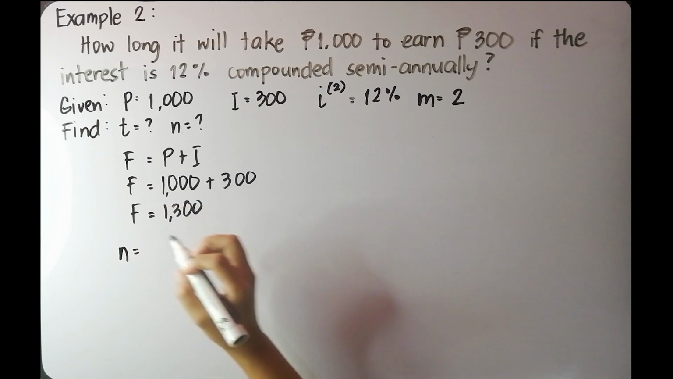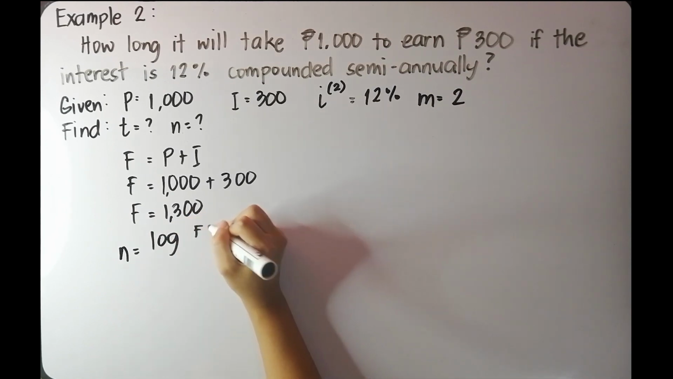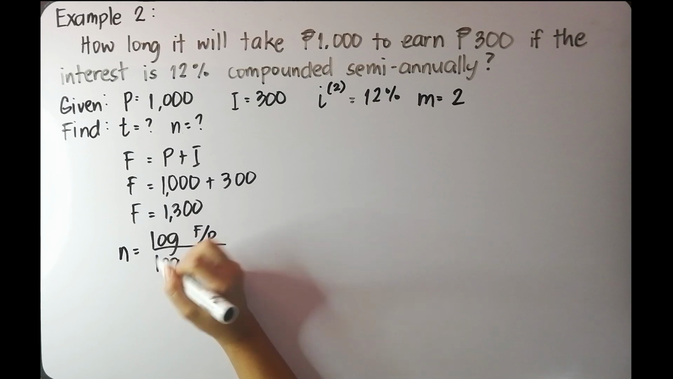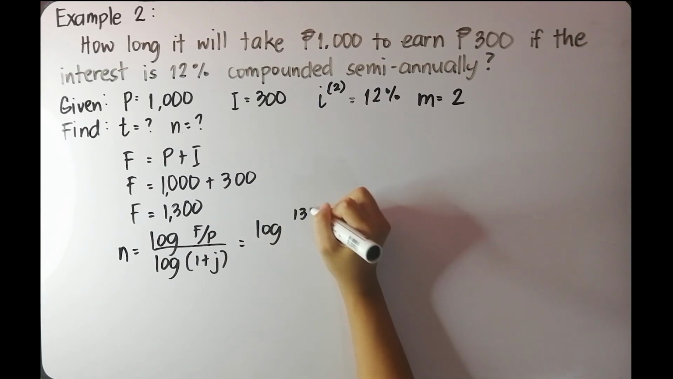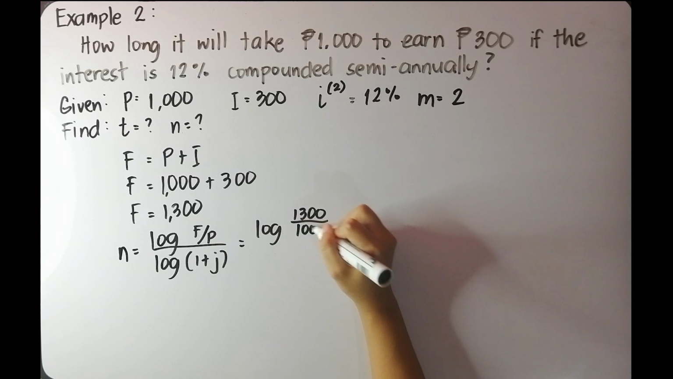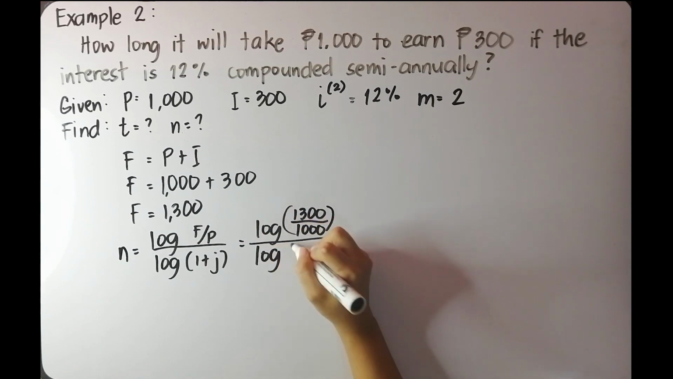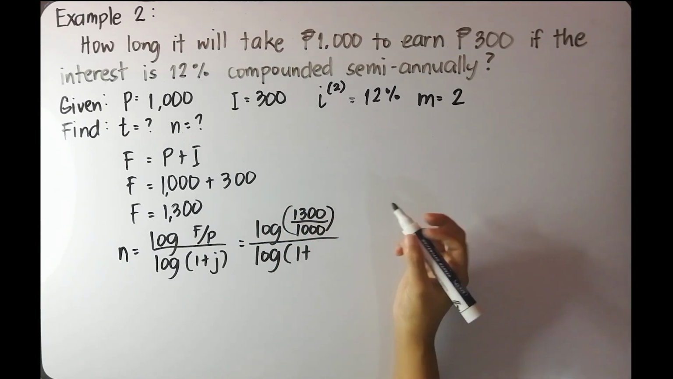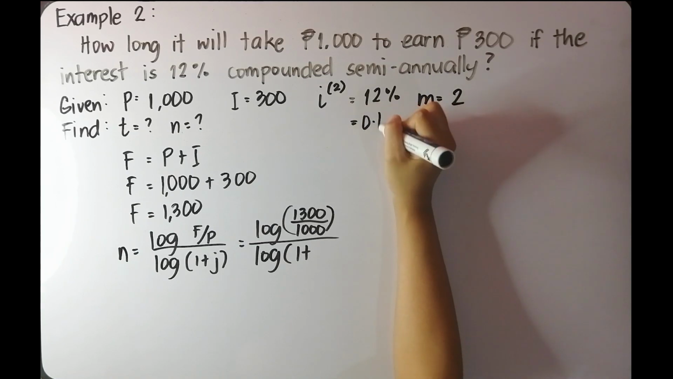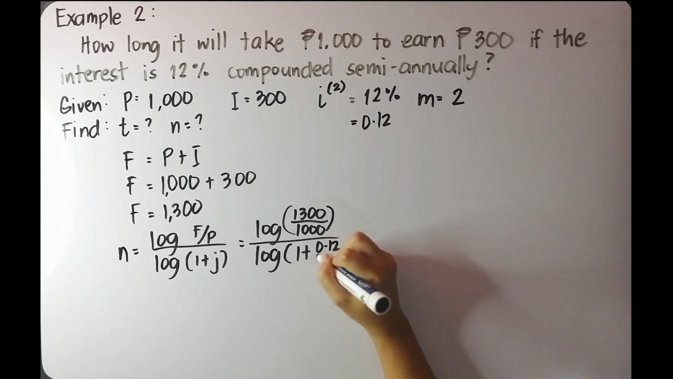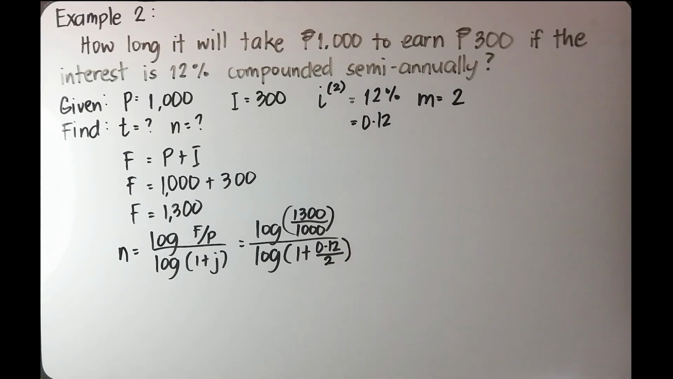Again, our formula that we derived from the first problem, we have n equals log of F over P, all over m log of 1 plus j. Our F here is 1,300 pesos and our P is 1,000 pesos, all over 2 log of 1 plus j. Our j here is j2, which is 12%, or in decimal this is 0.12. Given m is 2 because we have semi-annually, so we have 0.12 divided by 2.